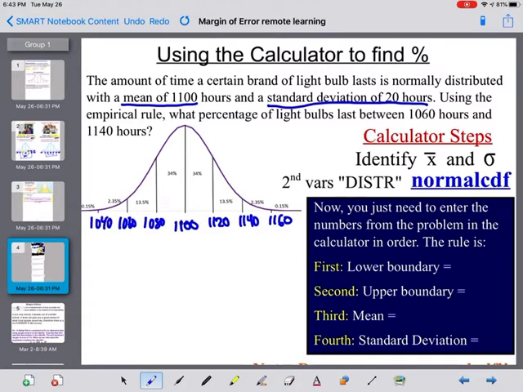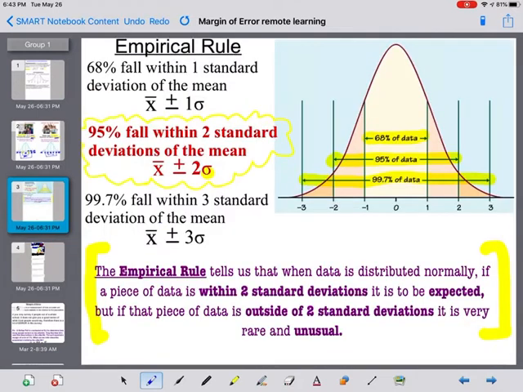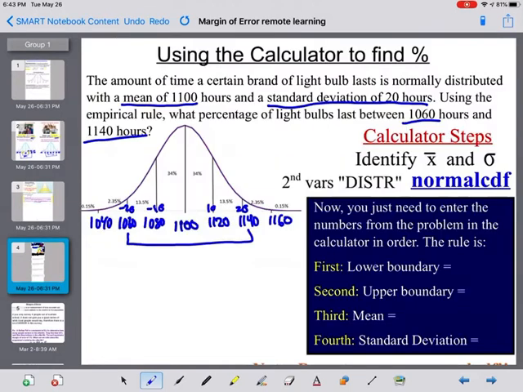So it asks us what percentage are between 1060 and 1140. So here's 1060 to 1140. That is 2 above, because this is 1 above, and this is 2 below. So if you remember from the last thing, we learned that 2 above and 2 below is 95%. So that would be 95%.